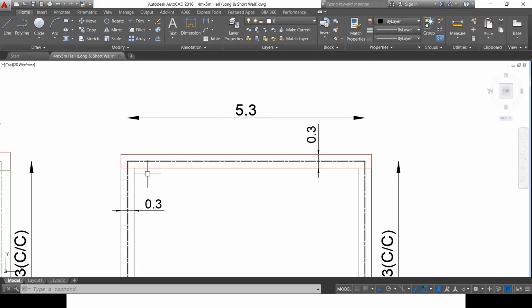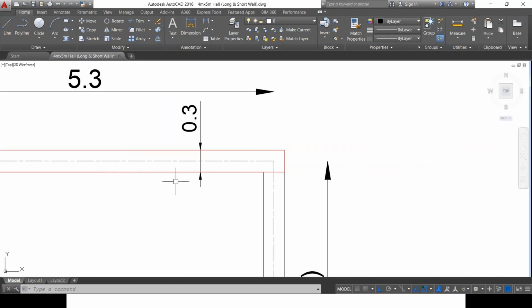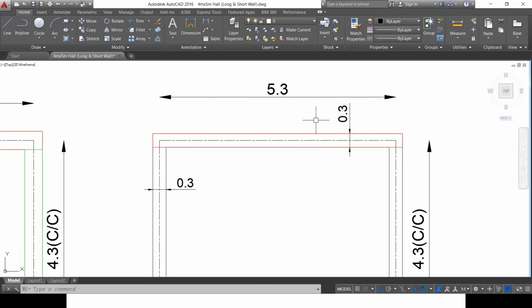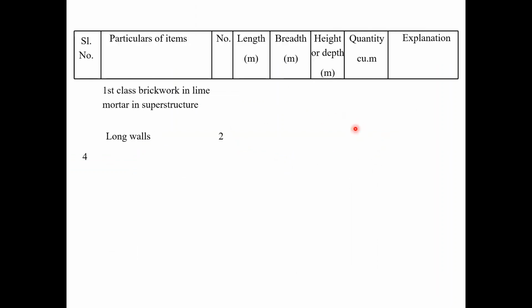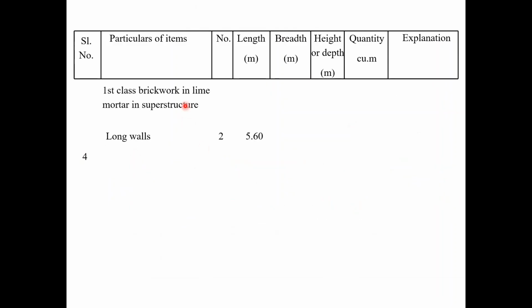5.3 meter is the total length, center to center distance. So here I'm missing this length or this width, which is nothing but 0.3 by 2, and here also 0.3 by 2. So the total length will be 5.3 plus 0.3 by 2 plus 0.3 by 2, which is 5.6 meter. And width of what? Width of the item or the quantity which we are calculating as of now.